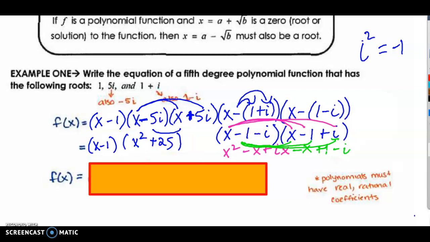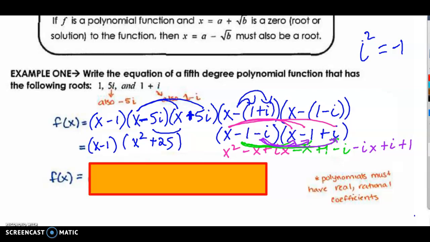Now negative i has to be multiplied by everything as well. So negative i times x is negative ix. Negative i times negative 1, positive i. Now negative i times i is negative i squared. We know i squared is negative 1, so that's going to be a plus 1 because it's negative i squared.